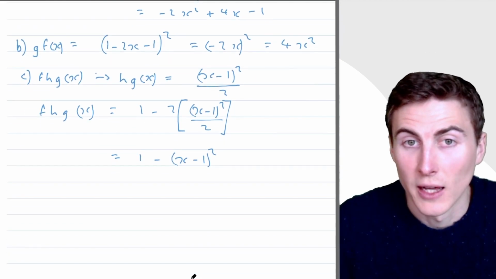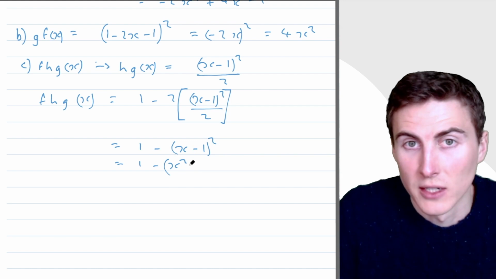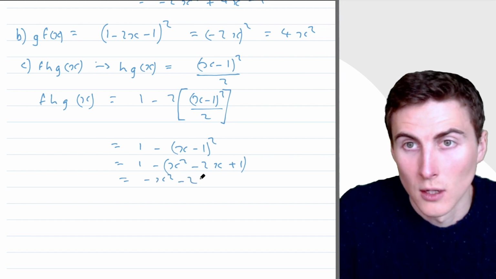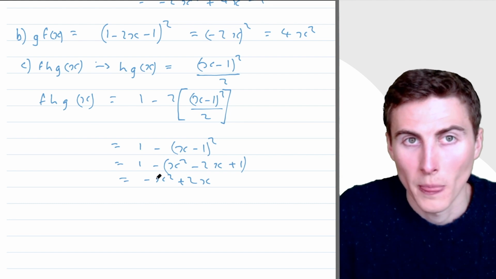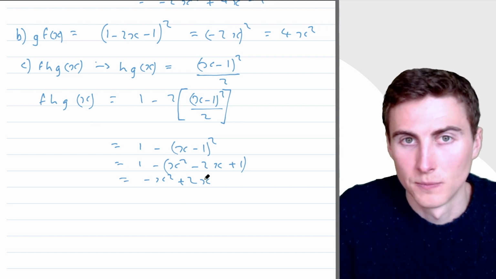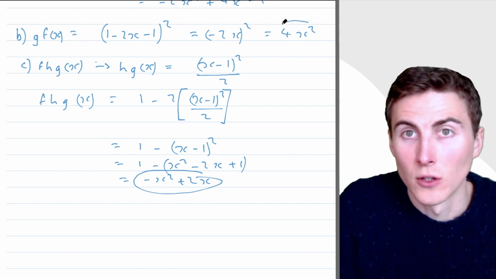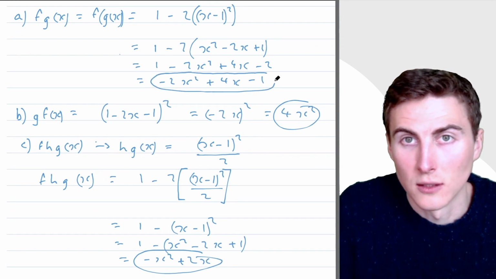Again, you could leave it like that, or we could simplify that. So we can make it 1 minus, and expand is x squared minus 2x plus 1, which then becomes minus x squared plus 2x, because the minus and minus becomes a plus, and then 1 minus 1 cancels out. So f h g of x equals this. Maybe circle that as that answer, and circle this as part a answer.